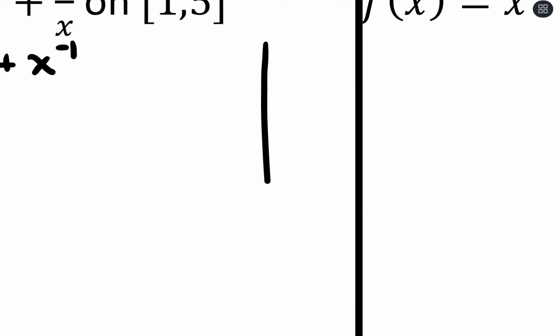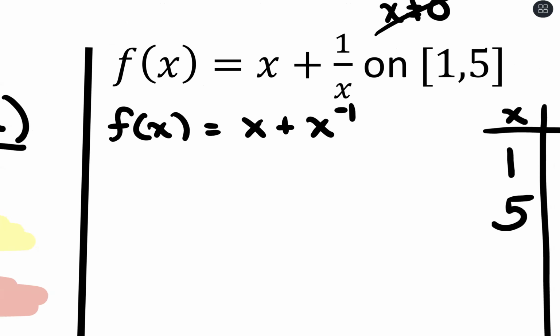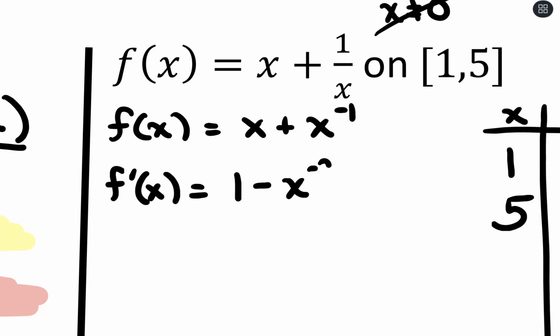So, oh sorry, I said this with the first one. I start with my table. I like to just get my table going because that's where everything will be collected. Let's see, for our interval, we have a 1 and a 5, and then I just need to add any critical values. So, taking the first derivative, we'll have 1 minus x to the negative 2, and we want to see where that equals 0.